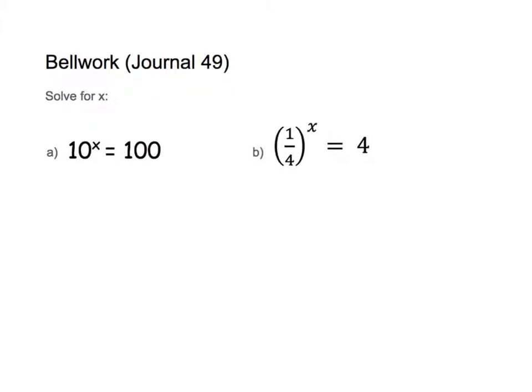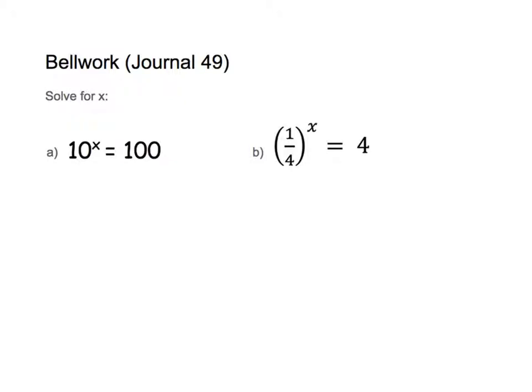Okay, so we're on Journal 49, and for bell work today, I'll be having you guys solve for x. Notice that they're both exponents here, so you have a base to an exponent of x, and that exponent is our variable. We have to figure out what that x value is. Like with the first one here, it's saying 10 to some power gives you 100.